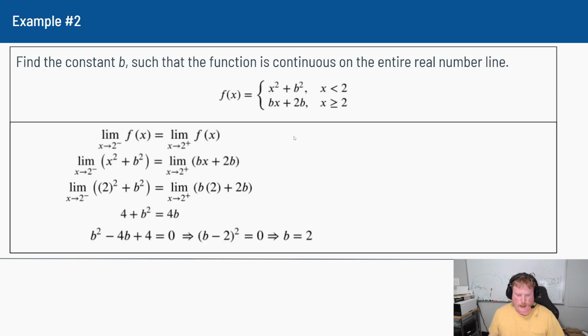And so relying on our algebra skills, we're able to solve the quadratic equation in this case by factoring, giving me an answer of b being equal to 2. Notice that for any other value of b, that equation is not going to be equal, and therefore, moving in sort of a reverse manner, the limit from the left and the limit from the right won't be equal, which would make the function not continuous.